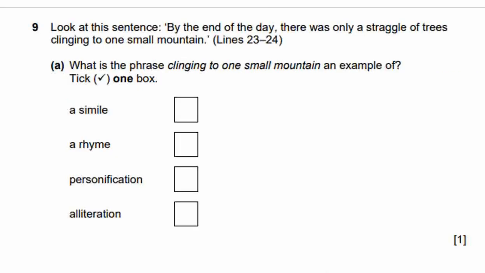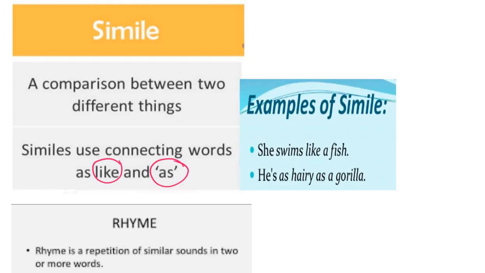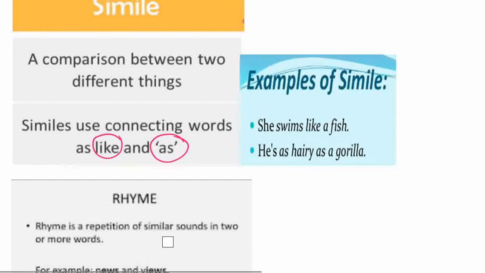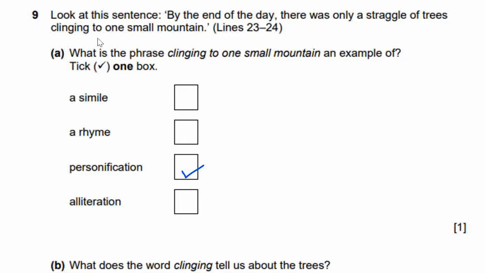Next question, number 9. Look at this sentence: by the end of the day, there was only a straggle of trees clinging to one small mountain, lines 23 to 24. What is the phrase clinging to one small mountain an example of? Is it a simile, a rhyme, personification, or alliteration? Now let's look at the definition of each term. A simile is a comparison between two different things. Similes use connecting words like and as. Examples: she swims like a fish, like is used here. He is as hairy as a gorilla, as is used here. So a simile will have either like or as. Now what is rhyme? Rhyme is a repetition of similar sounds in two or more words. Examples: news and views.